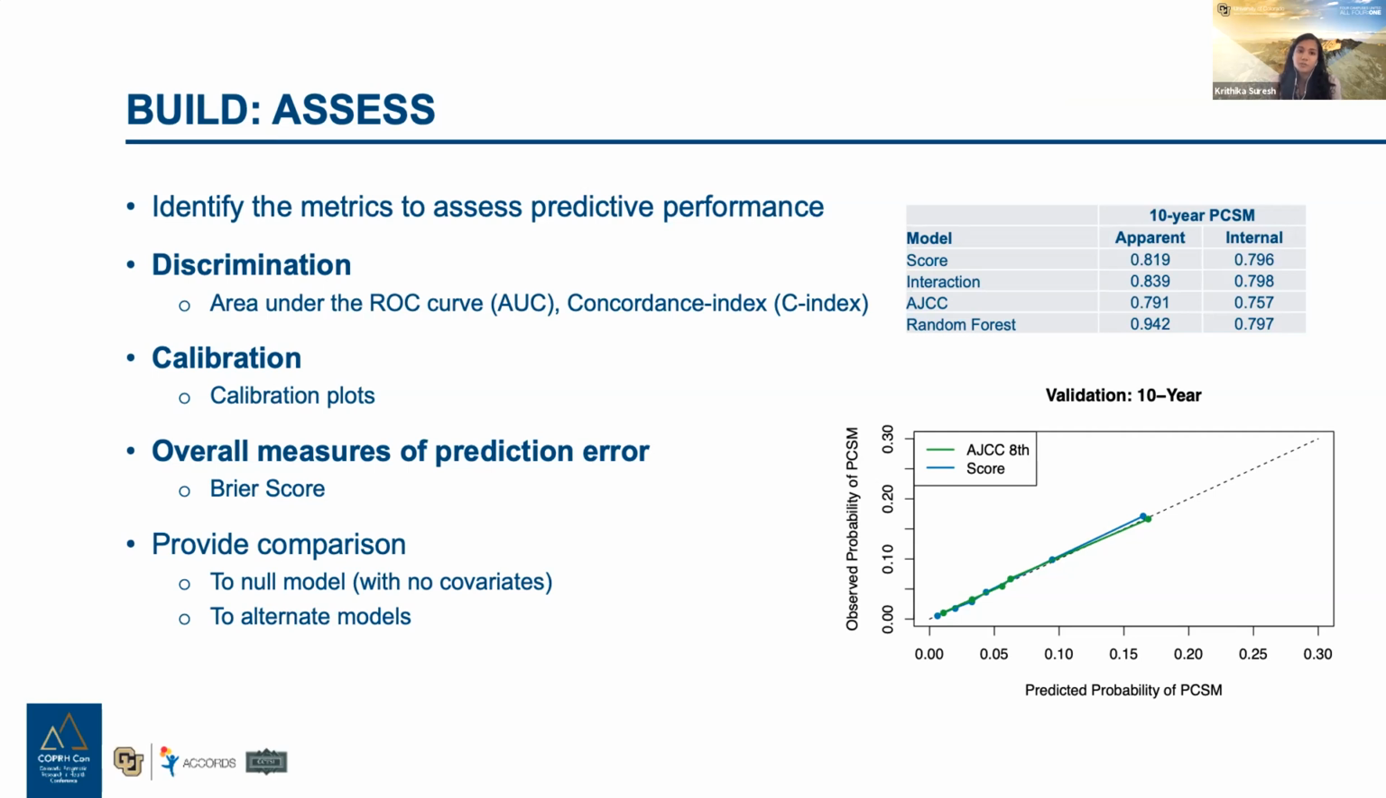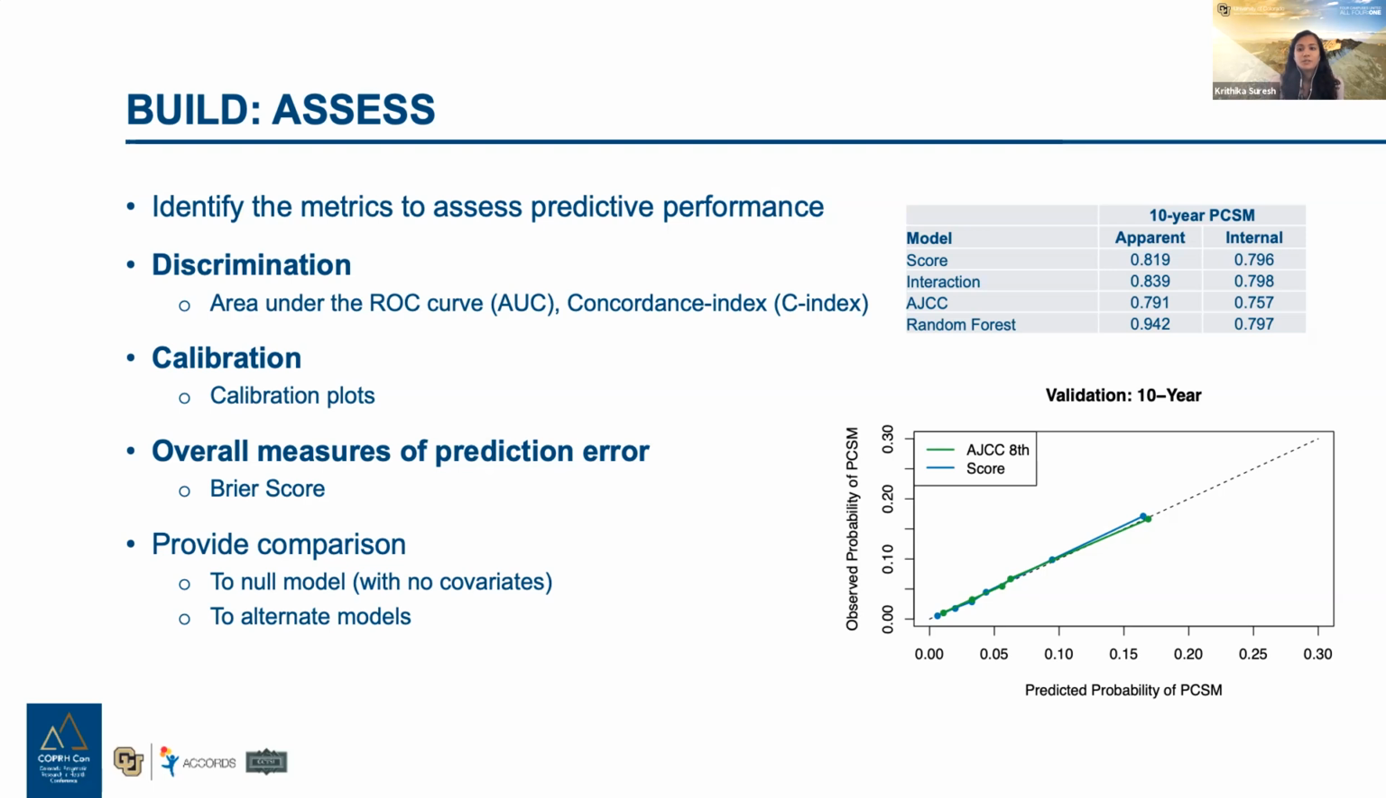So if you have two people and one has the outcome and one does not, does your model give the person who had the outcome a higher predictive probability? And so this is most commonly measured using AUC, also C-index, where a higher value is better. And so I've included some of the models that we actually looked at for this project on the right. So we developed a score-based model, and then also we included a model based on stepwise selection with interaction terms. And then we included the AJCC score model. And then finally, we did a random forest.